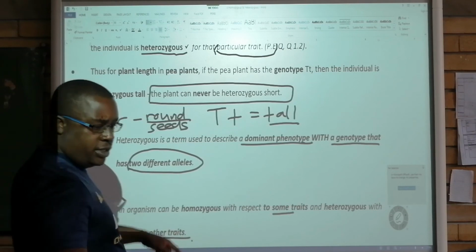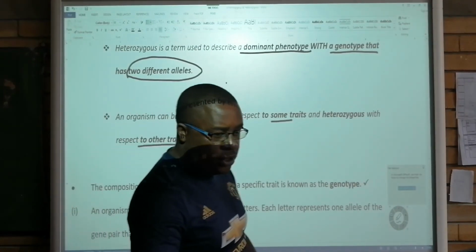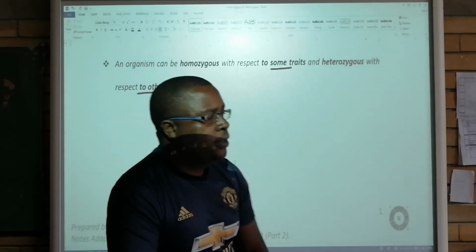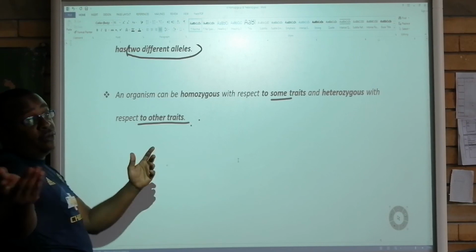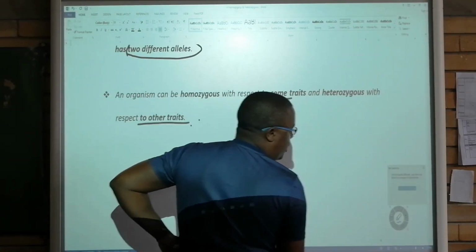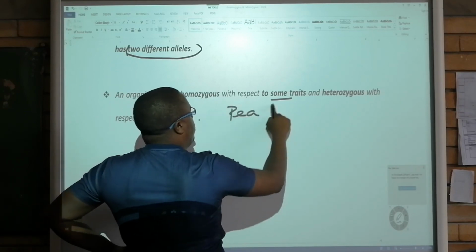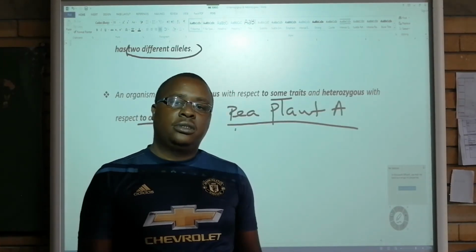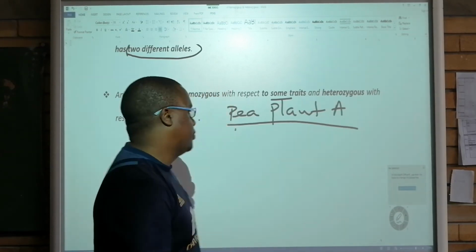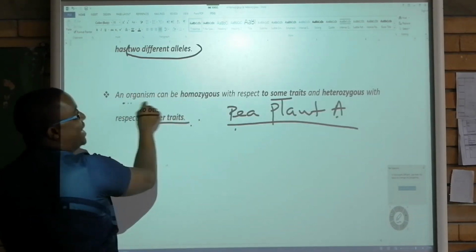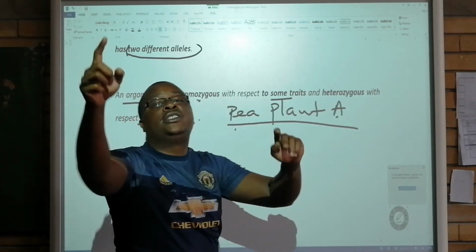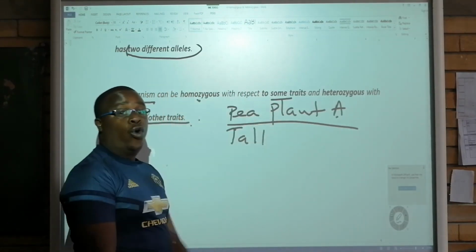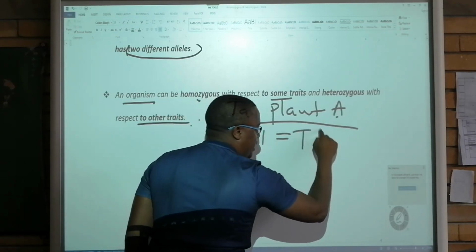So, look at this. I want to deal with this part here. An organism can be homozygous for some traits. For example, if we have pea plant A, pea plant A is tall and it has round seeds. That's the phenotype. This pea plant A, which is our organism, can be homozygous for some traits. Let's just say it is homozygous for plant height. We already said that pea plant A is tall. If it is homozygous for height, then it means that it has this genotype.